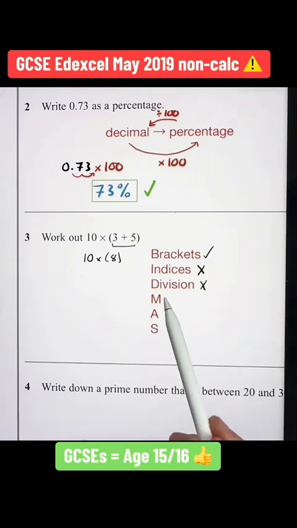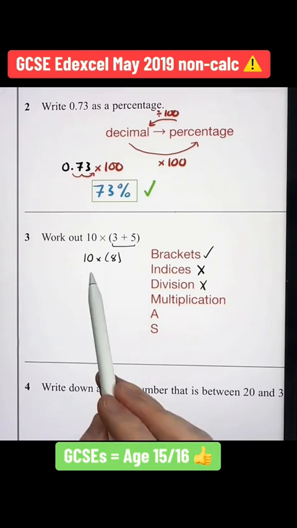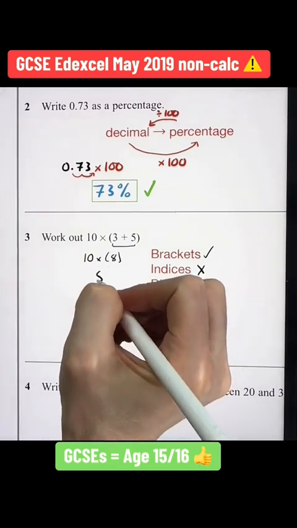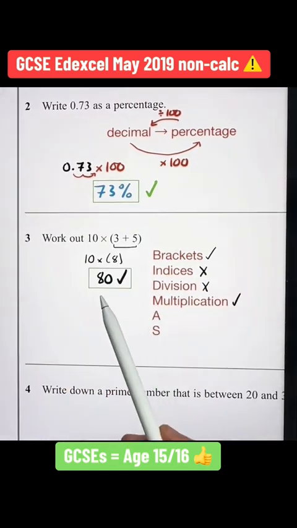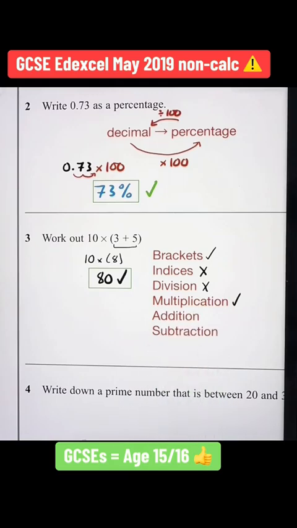Next, I have M, which stands for multiplication. Do I have multiplication? In this case, yes. So here I have 10 multiplied by 8, which gives us 80. Now that I've worked out my answer, I now stop. Just for completeness, the A in BIDMAS stands for addition, and the S in BIDMAS stands for subtraction.